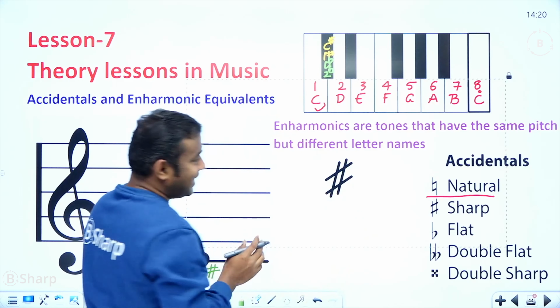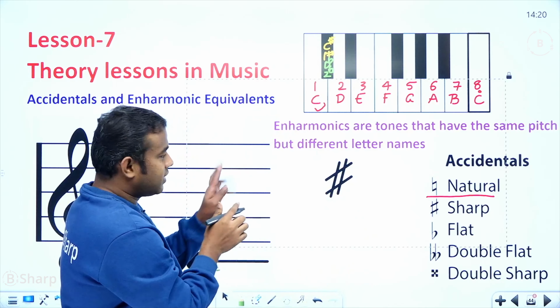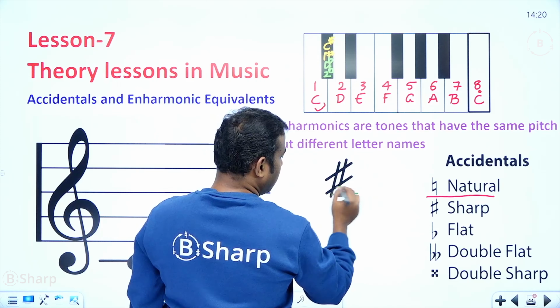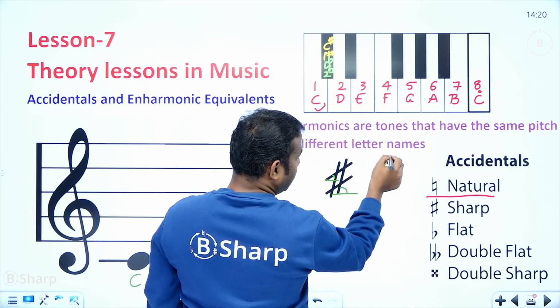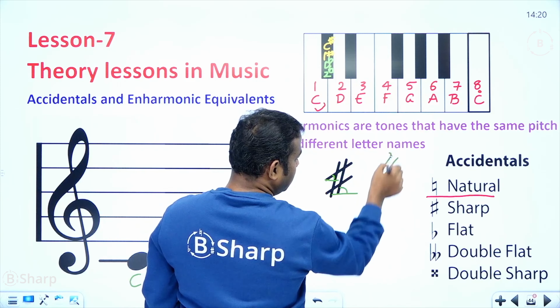So it looks much like this. There are two lines here which are slanted, and this vertical line is also inclined. Both lines are inclined, so this is also inclined, and these lines are also inclined. These two lines are inclined and these two lines are also inclined. So you should draw it like this.